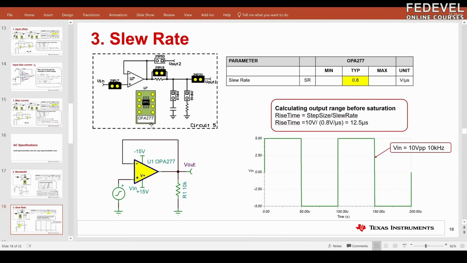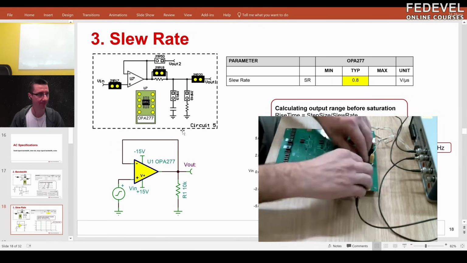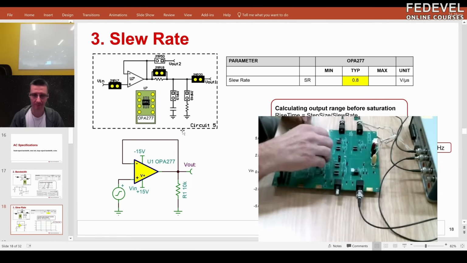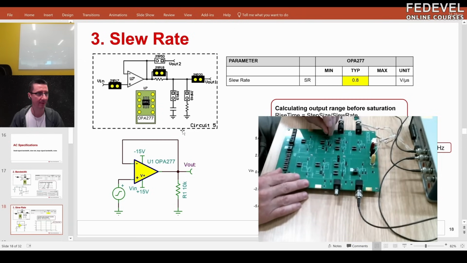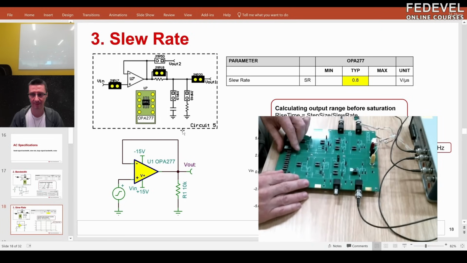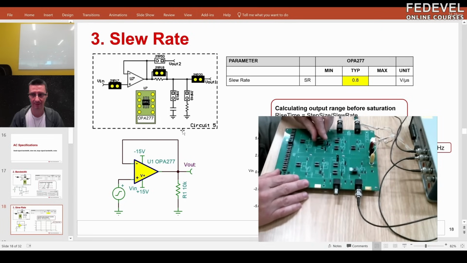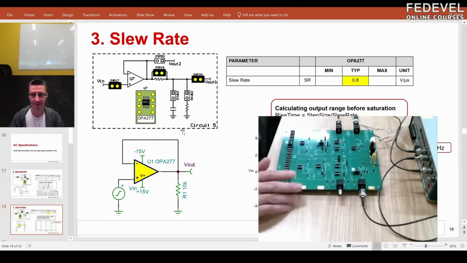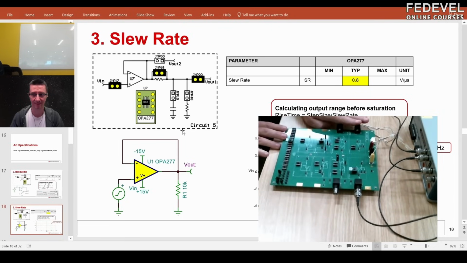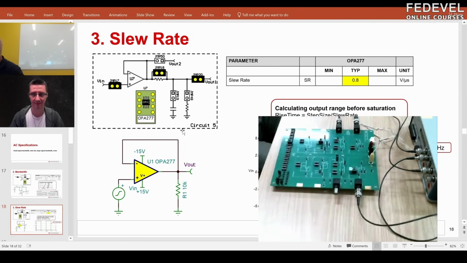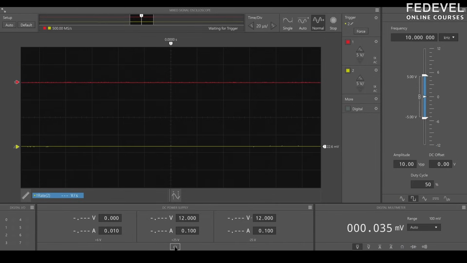So let's see. We want the OPA277 in circuit 5. So here's circuit 5, and I'm just going to put the OPA277 in here. There it is. We have our input signal, and our output signal and power supply, we're all good. We're all set. Let's go ahead and apply power, and then let's apply our input signal.